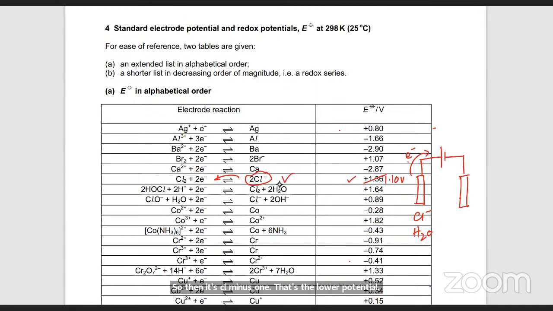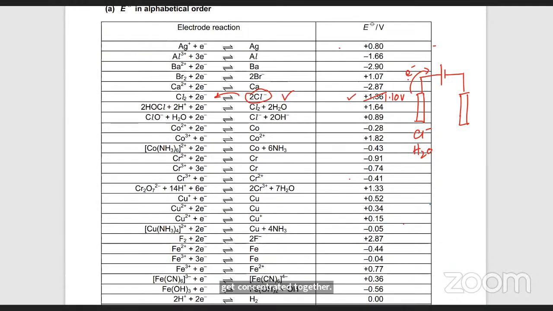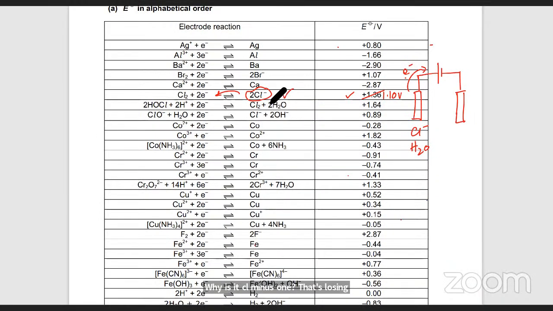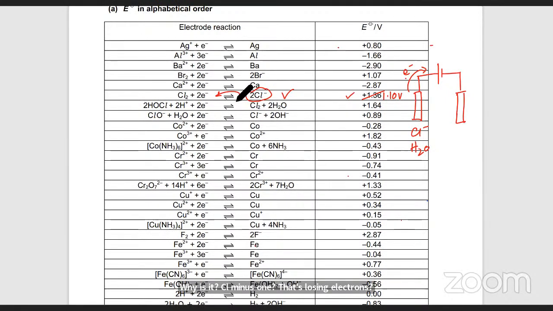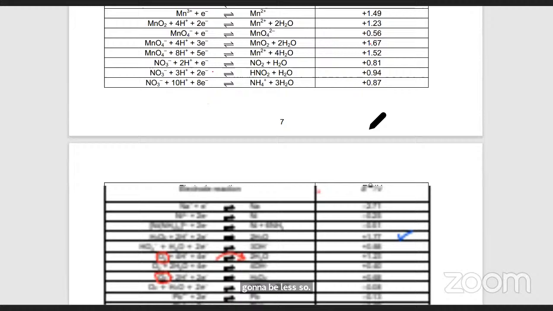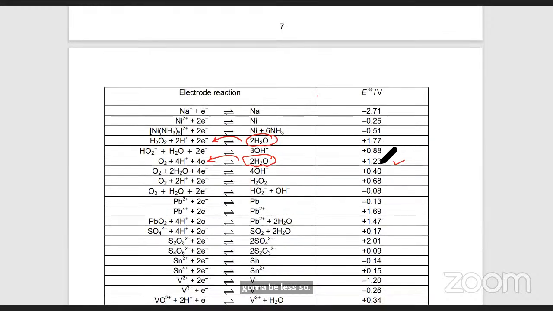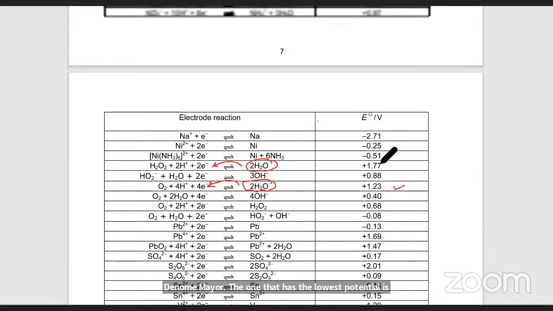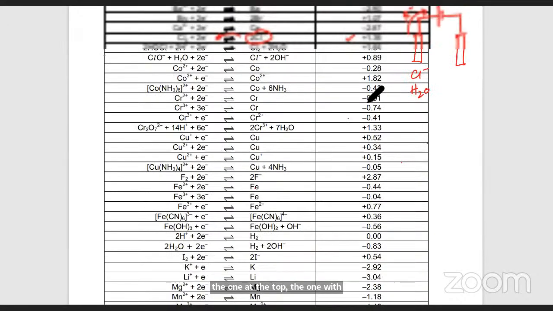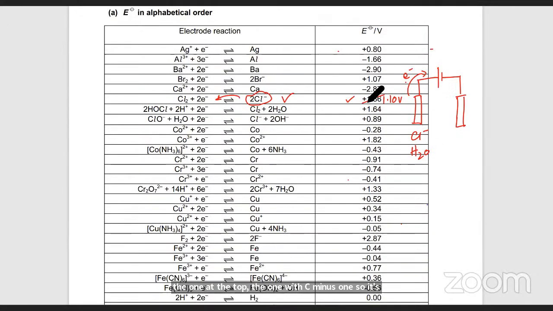Okay? So is this part clear that concentrated के अंदर, why is it Cl minus one that's losing electrons? Because in concentrated solutions, this equilibrium lies to the left, which is why the potential is actually going to be lesser. Okay? So तीनों में ना, the one that has the lowest potential is the one at the top, the one with Cl minus one. So it's got the greatest tendency to actually lose electrons. ये बात clear है?